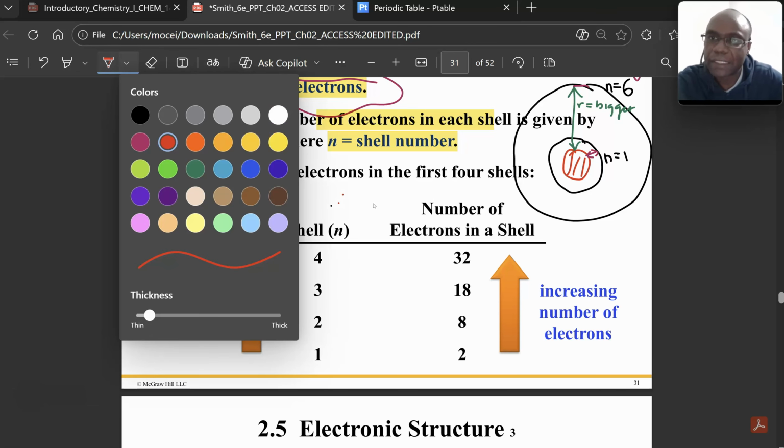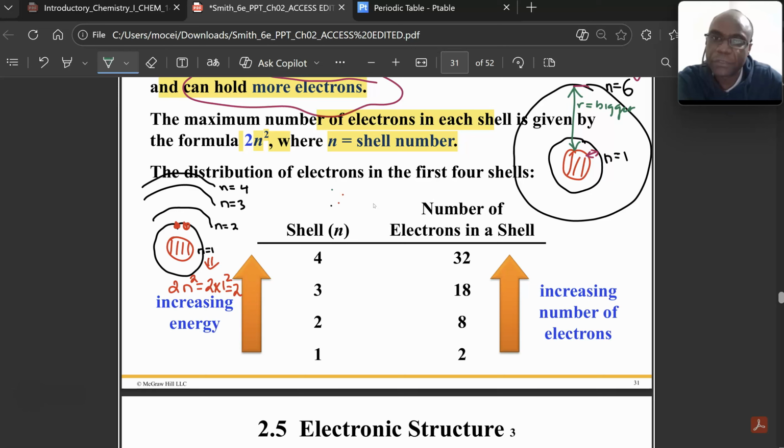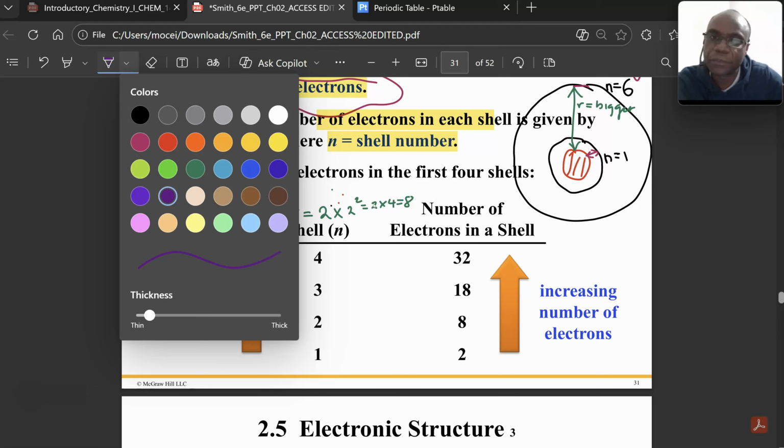What about the second shell? Let me use green. How many electrons can the second shell carry? Use 2n squared. So it's 2 times 2 squared. That's going to be 2 times 4 equals 8. So the second shell, if I complete it, is going to carry 8 electrons, and usually they are paired up. You get the idea. And so you can do the same thing for n equals 3.